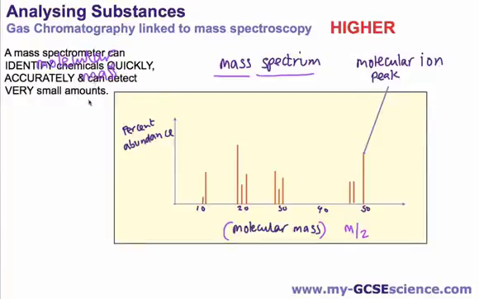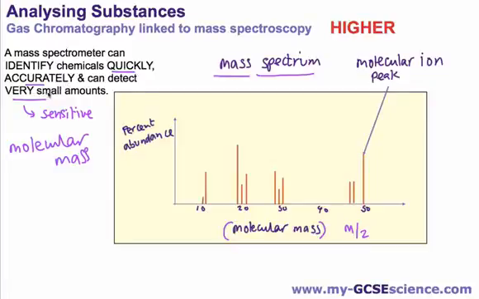One more thing you need to know is that a mass spectrometer can identify chemicals quickly, accurately, and can detect very small amounts, and this is why it has an advantage over paper chromatography. So we can identify quickly, accurately, and very small amounts. For that last one, we say it's sensitive. So if you've only got a very tiny sample of a chemical, you can still identify it because mass spectrometry is very sensitive.